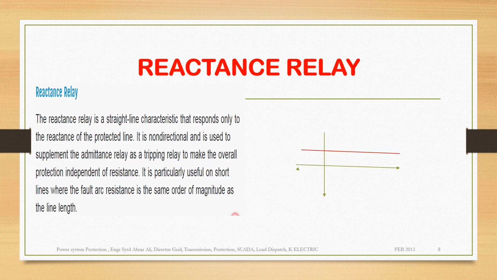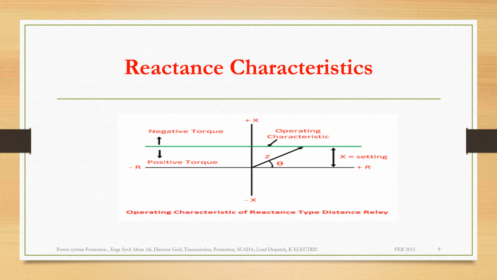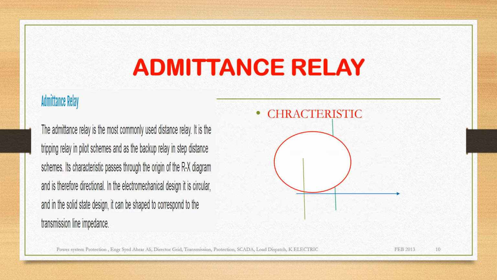Now, reactance relay. Reactance means there is no change in resistance; we are considering only the X component, that is the inductive reactance of the line. So this characteristic is horizontal, and it is also used in combination with other relays. So this is the characteristic of the reactance relay. You can pause and study this if you like.